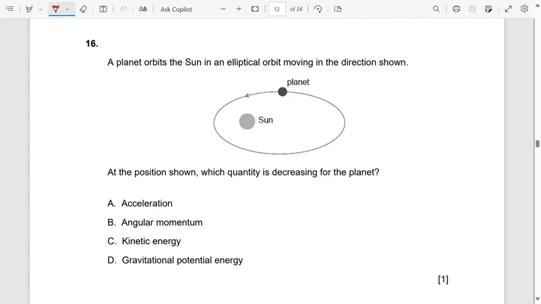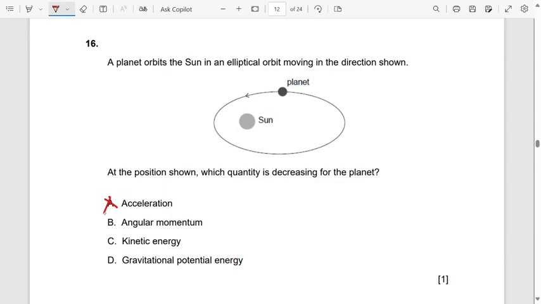A planet orbits the Sun in an elliptical orbit, moving in the direction shown. At the position shown, which quantity is decreasing for the planet? Okay, well, acceleration is increasing because as the distance decreases from the centre of the mass, the gravitational field strength increases.